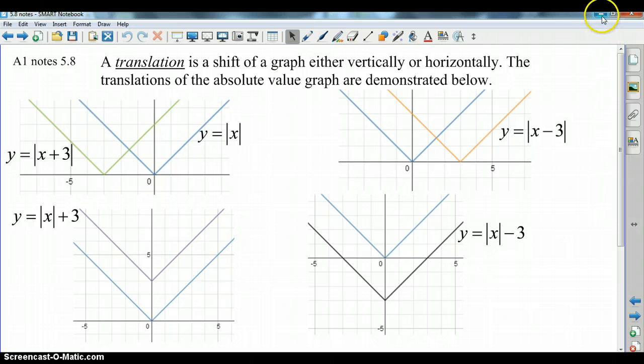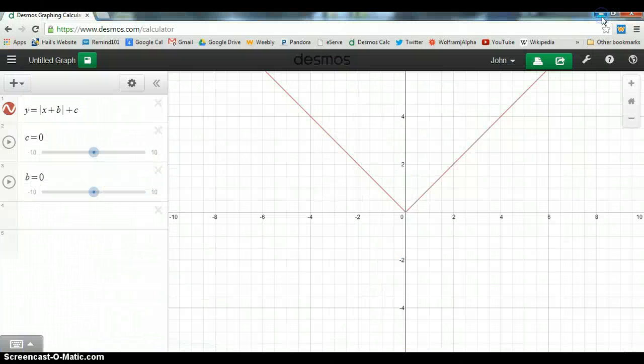Now I want to show you a site. I've shown this to you guys before, but this is the Desmos graphing calculator, and I will put this link just below the video, so if you click on the link below you can kind of play with this yourself as well. Now I've put all these absolute value translations into one graph. We're only going to move one of them at a time. Now C represents outside of the graph, so it's essentially our vertical change.